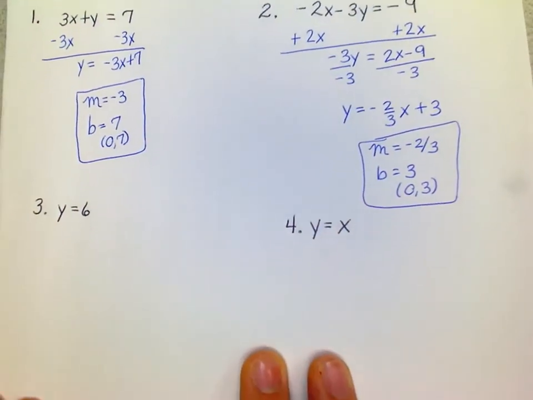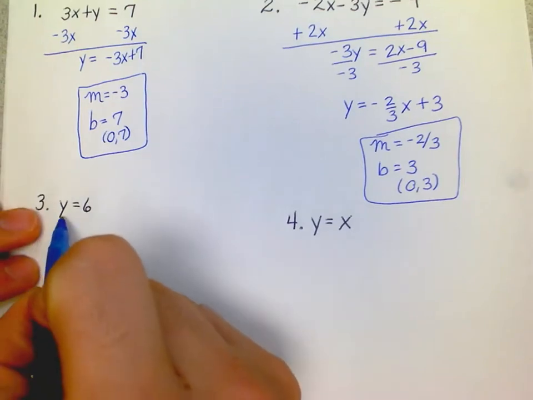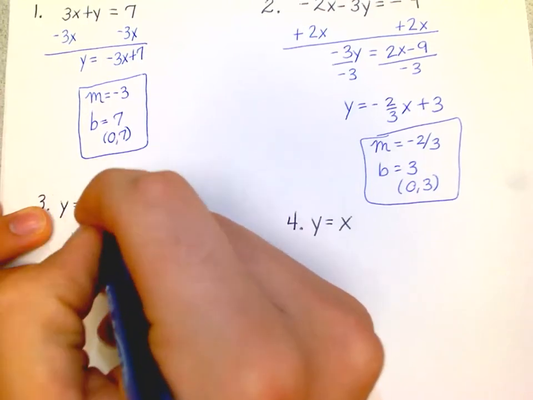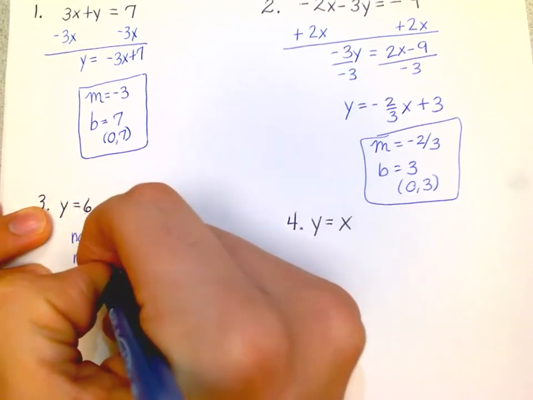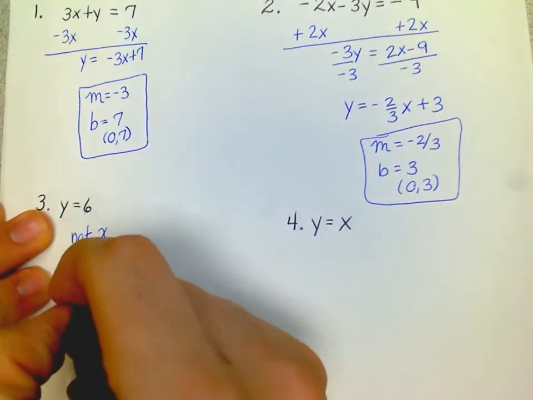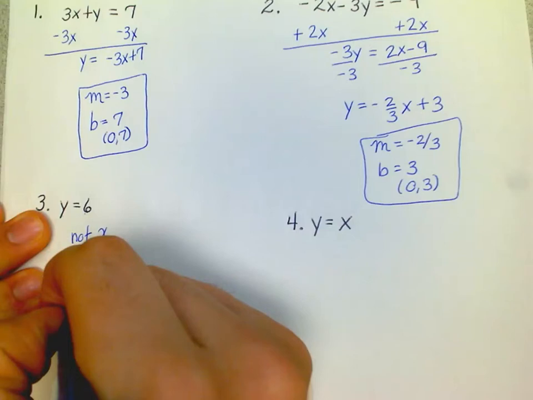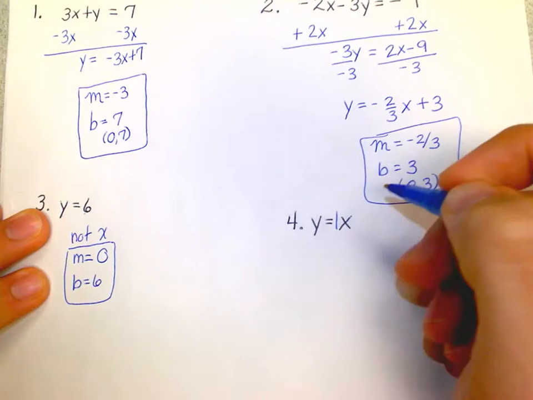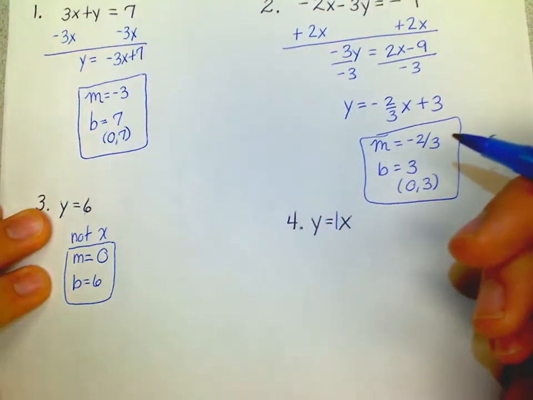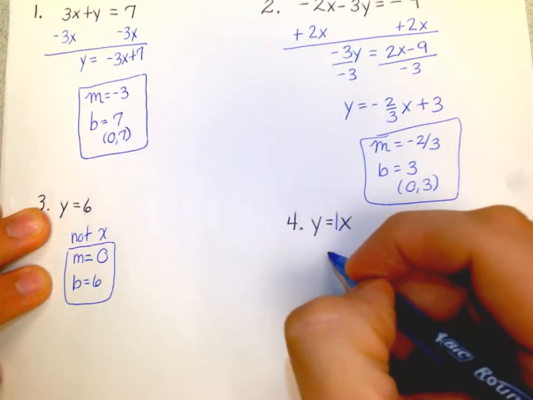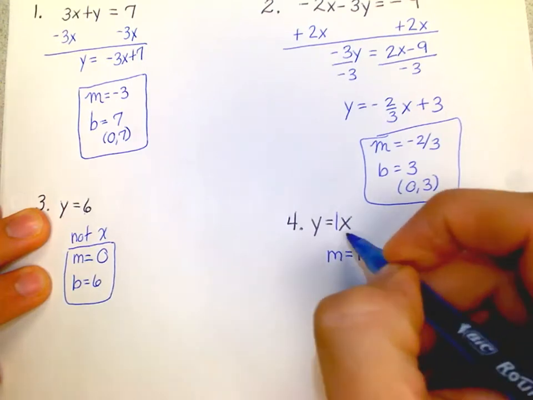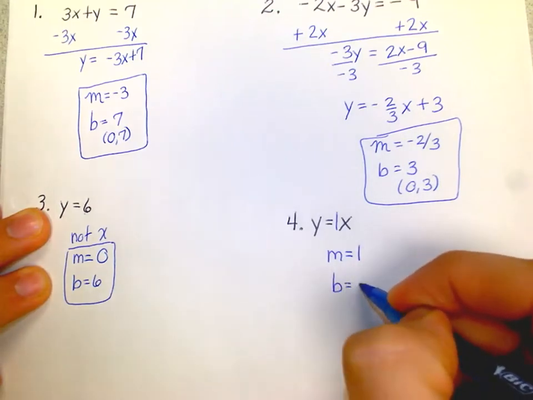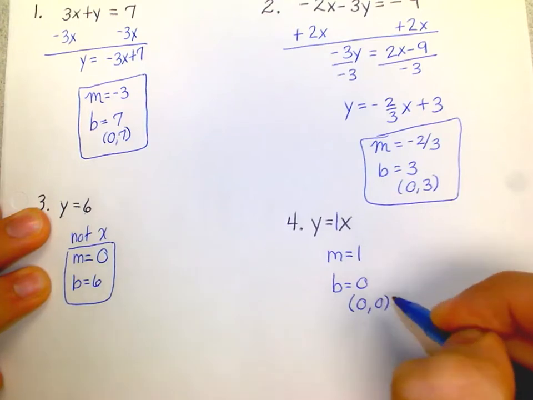Looking at number 3, we see that y equals 6. There is no x, meaning the slope is 0, and the y-intercept is just 6. Over here, we see that there is a 1 in front of every variable. It doesn't already have a coefficient there, so that can mean that the slope is 1. This is already in slope-intercept form, and the slope and the y-intercept are 0, or the coordinate pair 0, 0.